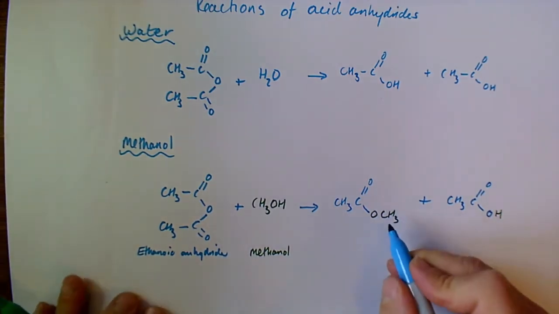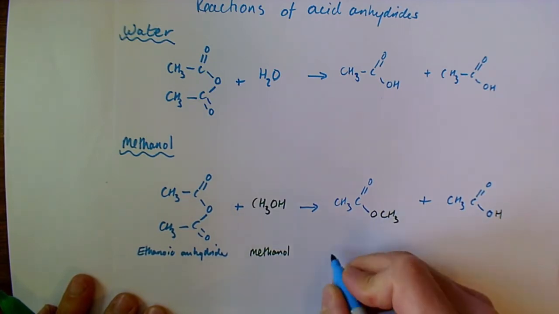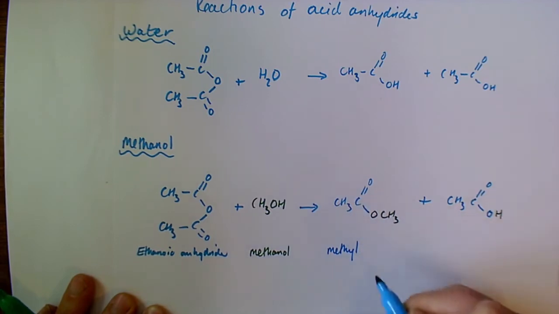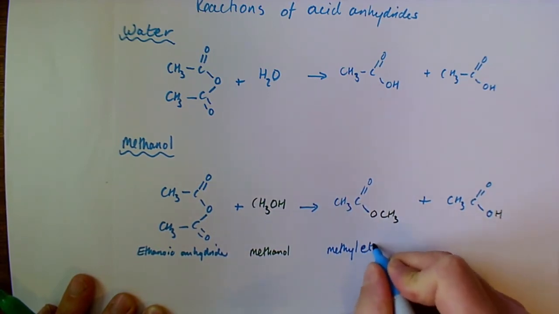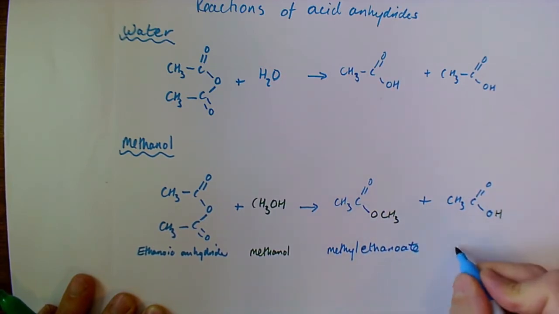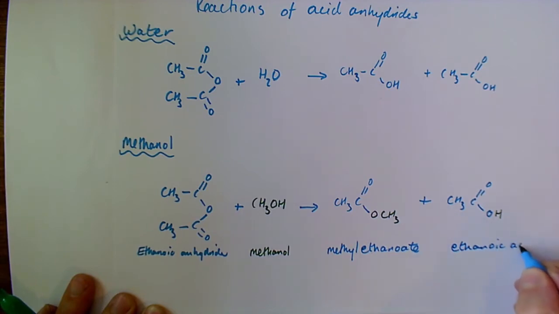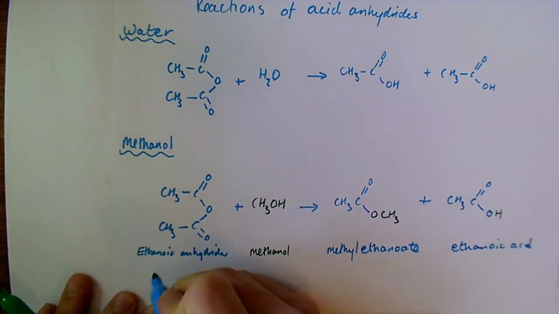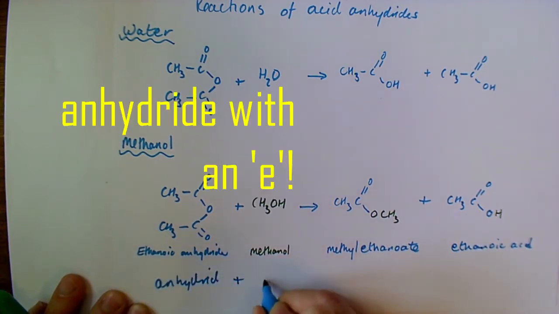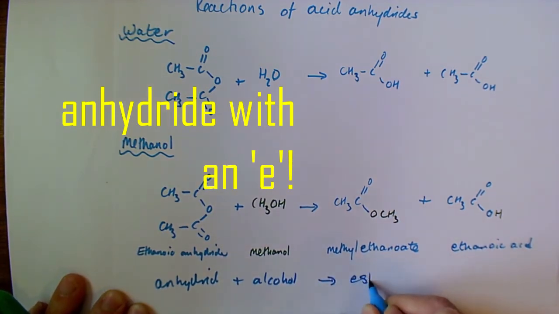So let's name these things. So here I've got a methyl ester of ethanoic acid. So it'll be methyl ethanoate. And over here I've got ethanoic acid. So general terms, anhydride plus alcohol reacts to make an ester and a carboxylic acid.